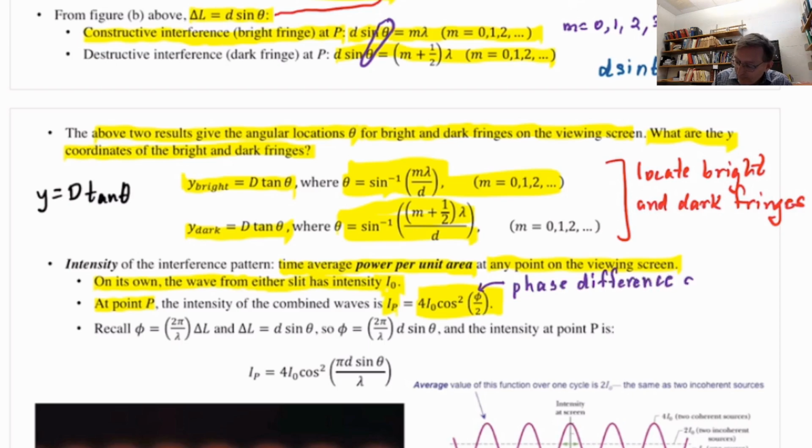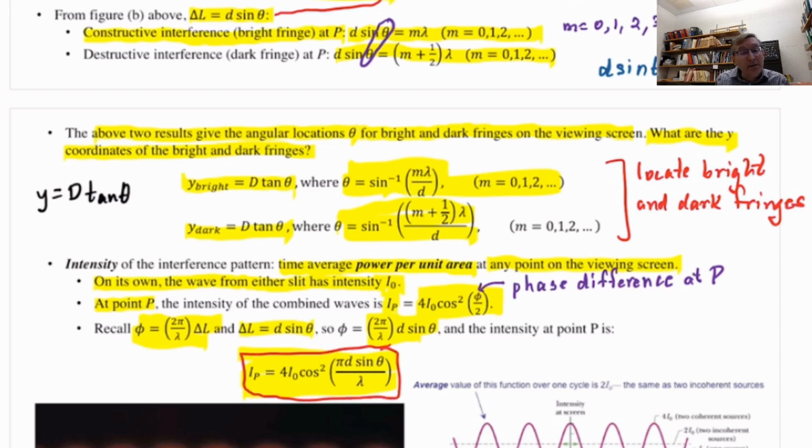And remember how we calculate that phase difference. It's 2 pi over the wavelength times the path length difference. And the path length difference is little d sine theta. So that expression is 2 pi over lambda times little d sine theta. And so if you put that in for the phi, note that's phi over 2, you get this result for the intensity of the light at point P. And we will use that.